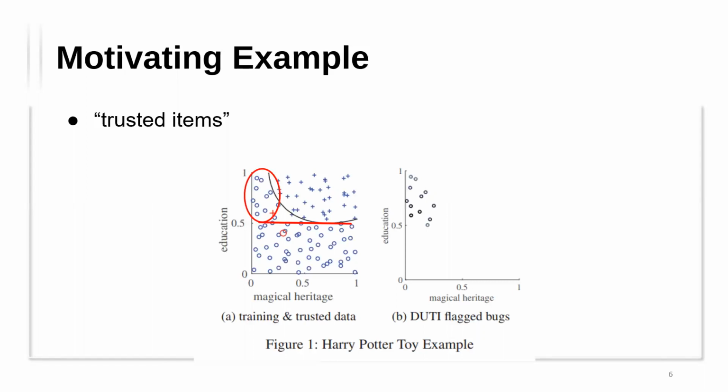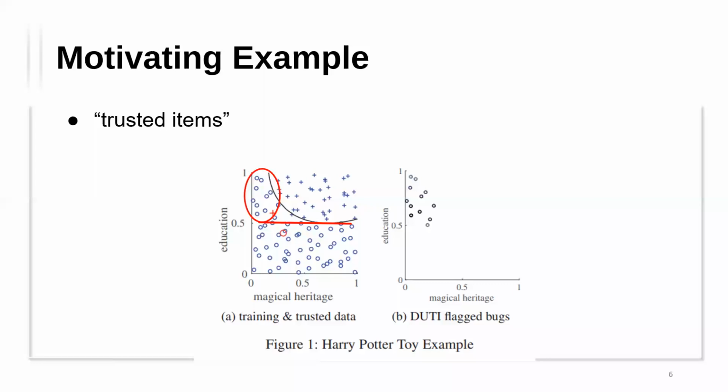We need to first introduce the definition of trusted items. The training set is usually too large for manual inspection, but researchers might have the resources to verify only a few trusted items. That means they could make sure those trusted items have correct labels. The set of trusted items may not be enough for learning a new model, but they can be adequate for guiding the researcher to find those bugs inside the training data set.